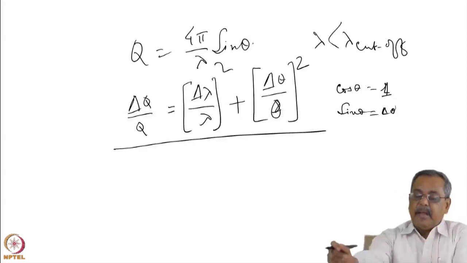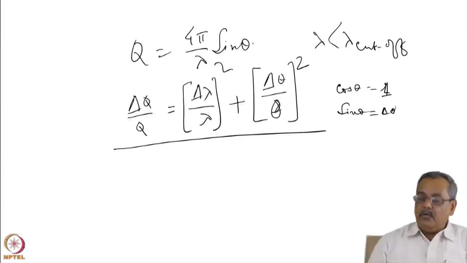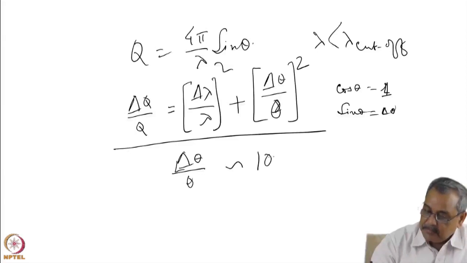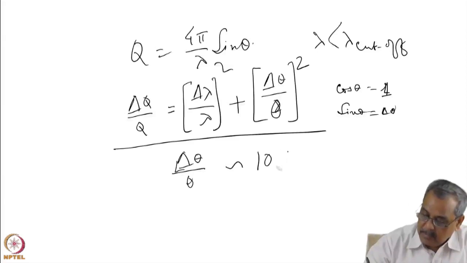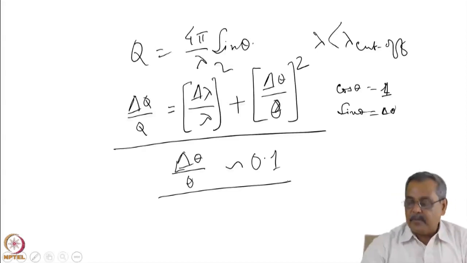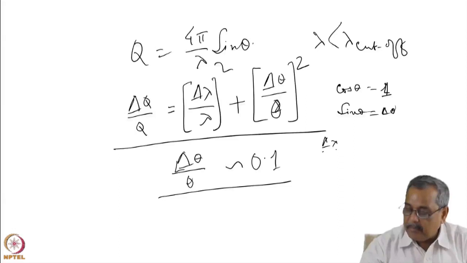Now, it is delta lambda by lambda square and delta theta by theta square. Usually delta theta by theta will be of the order of 10% for small angle work. 10%, I'm sorry, not 10 angstrom, 10%. So delta theta by theta will be 0.1. Better to write in terms of a number, 0.1, which is 10%. Now, if this is acceptable, then from this expression, delta lambda by lambda equal to 0.1 should be acceptable to us.